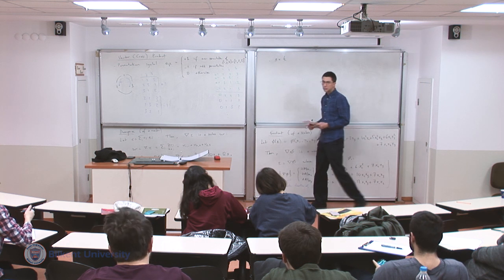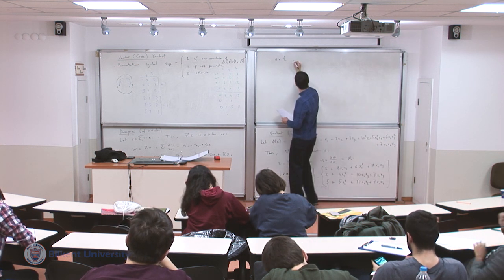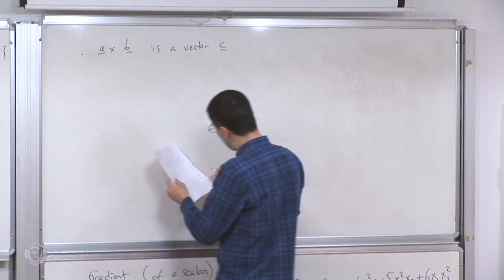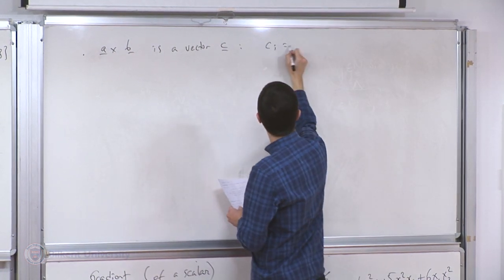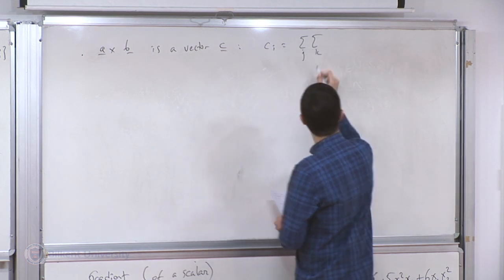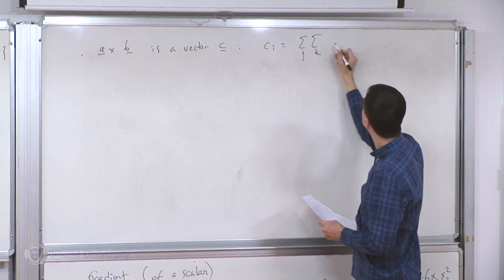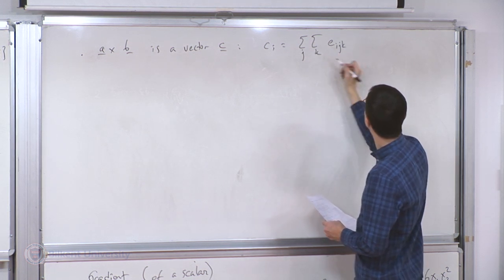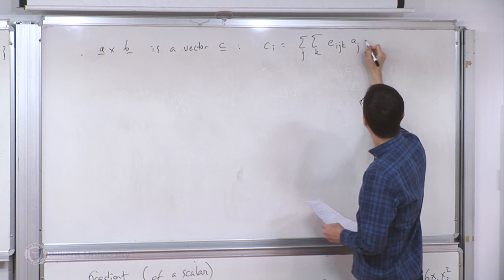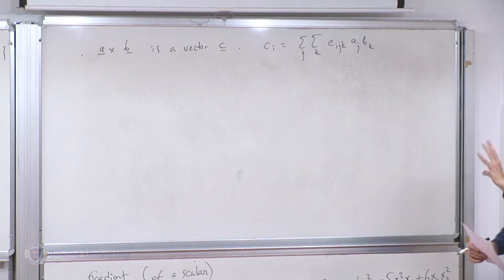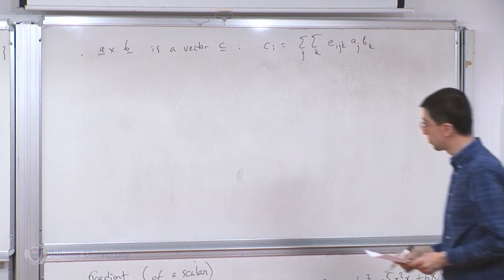I'll take two vectors, A and B. Their cross product is a vector C. And the components of C are given by: so now it's a bit lengthy because there are two summations over J and K. It's E_IJK A_J B_K. So that's the definition, a compact definition of the cross product.